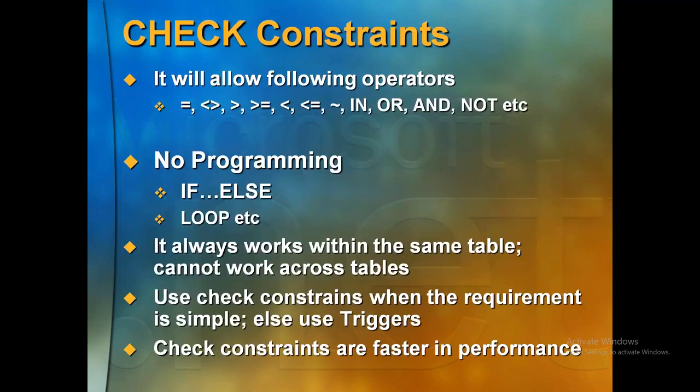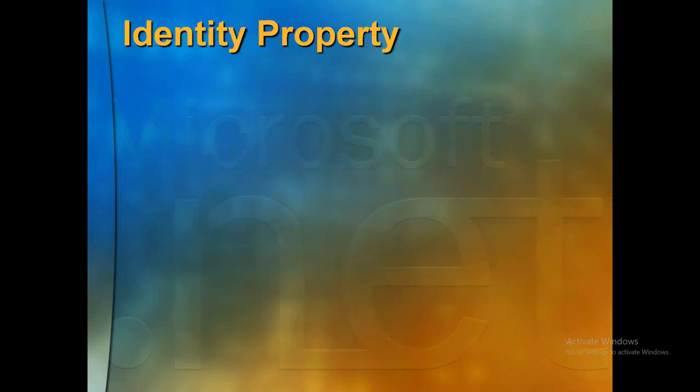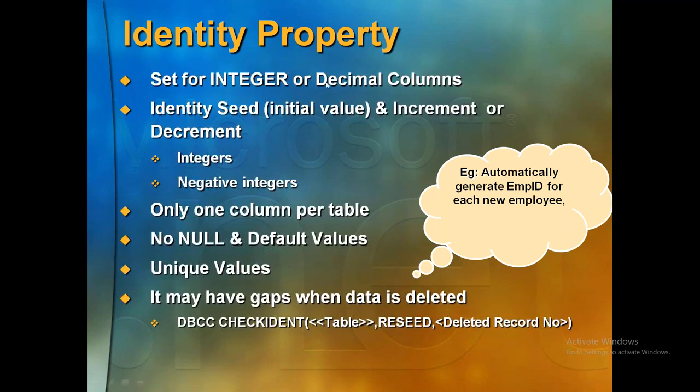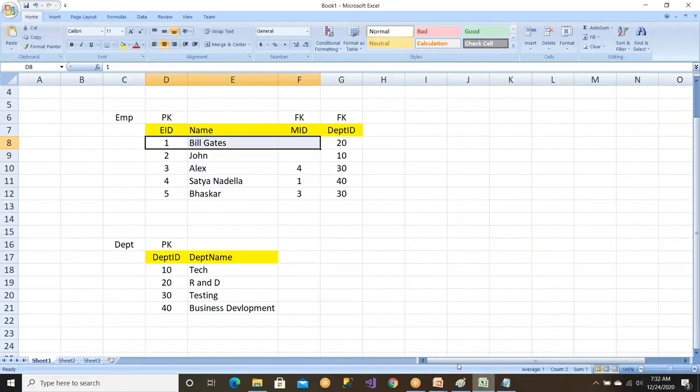Now, the last concept is the identity property. It automatically generates an employee ID for each new employee. Clear? It is set for integer and decimal columns, with identity seed and increment or decrement, integers or negative integers. Only one column per table, no nulls and no default values, unique values. It may have gaps when the data is deleted. So what is the meaning of this? Let me tell you.